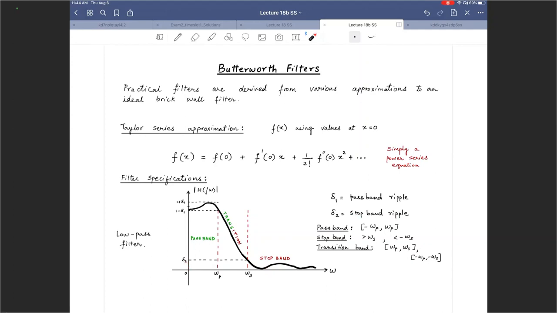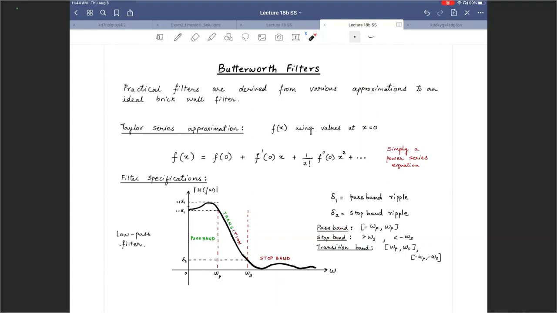Ideally, you would want 0 pass band ripple, 0 stop band ripple and 0 transition band, or at least as small as possible. Note over here, we are only showing the positive frequencies. The image of this is also present, which we are not showing here. There's also a flipped version present for negative frequencies, which is not being shown in this plot.